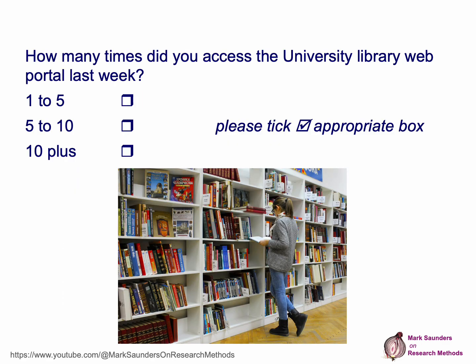How about this question? How many times did you access the university library web portal last week? 1 to 5 times? 5 to 10 times? Or 10 plus times? Now, look very carefully at those three groupings. If you wanted to say you accessed it 5 times, which one would you tick? Or if you wanted to say you'd accessed it 10 times, which one would you tick? The problem here is that the categories are overlapping.